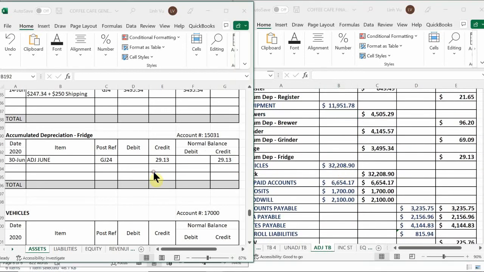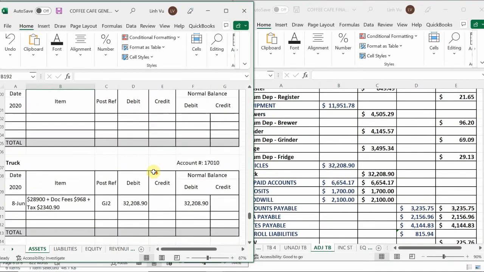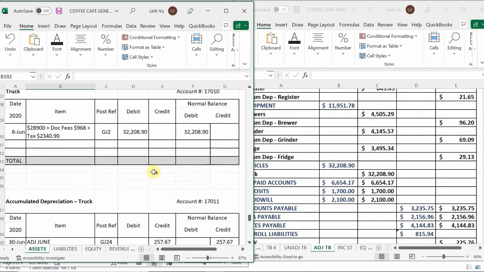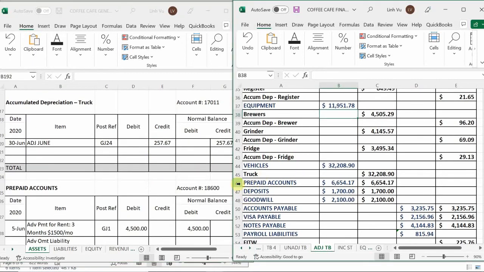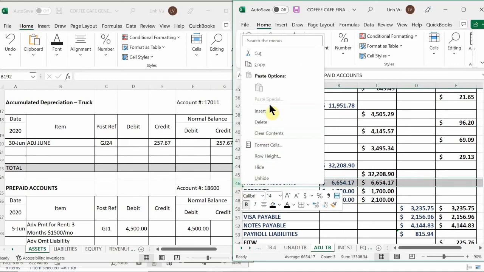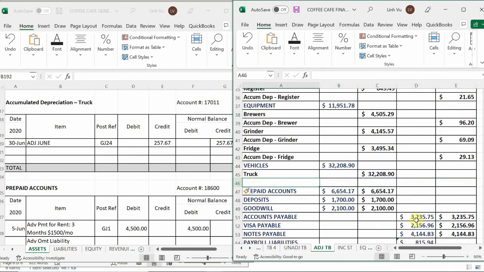So next one is vehicles. So vehicles, right, I have to put the accumulated depreciation here. So I'm going to go ahead and insert that right here.